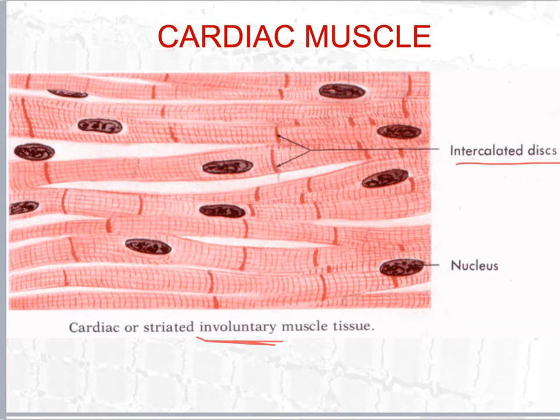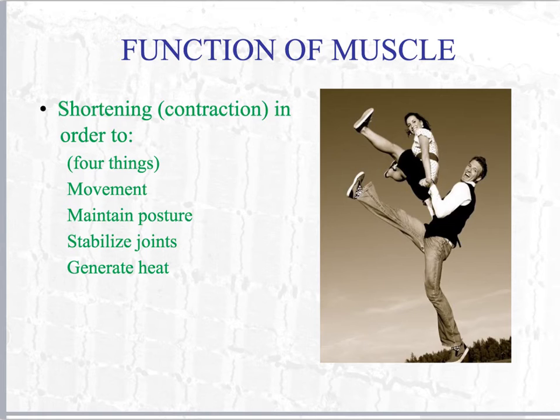And what the intercalated discs do is they help to make sure that all of the cells, like neighboring cells, contract at the same time, because it's important that your heart beat in a particular rhythm so that the blood can pump through it correctly in an organized fashion. So those intercalated discs help make sure all of the cells are on the same schedule, basically.